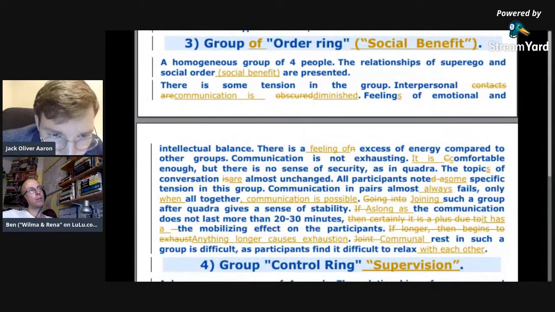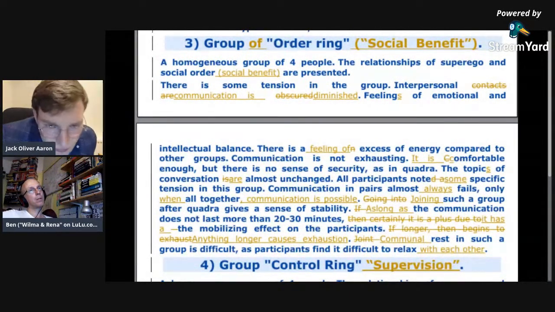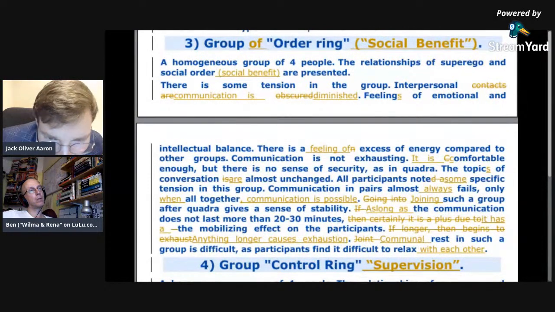The topics of conversation are almost unchanged. All participants note some specific tension in this group. Communication in pairs almost always fails. Only when all are together is communication possible.